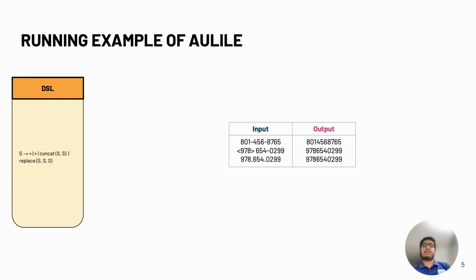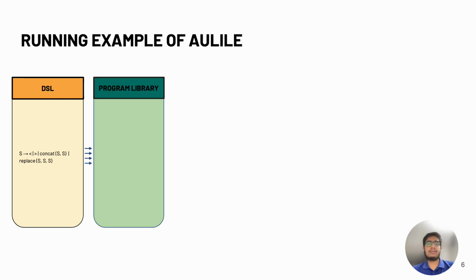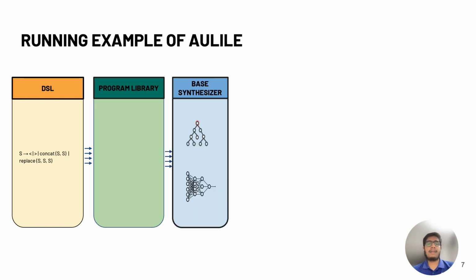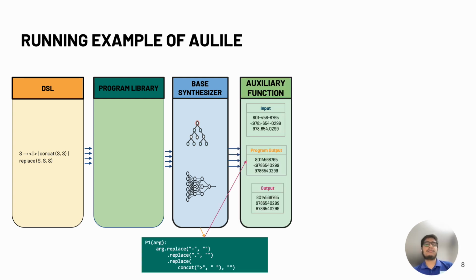Now let's consider this running example. We have to generate a program to process the input strings in the left box and generate the output strings in the right box. So initially, we have our DSL. And initially, our program library is empty. We then run the base synthesizer to generate some programs. The base synthesizer uses the DSL and the program library to generate some programs.